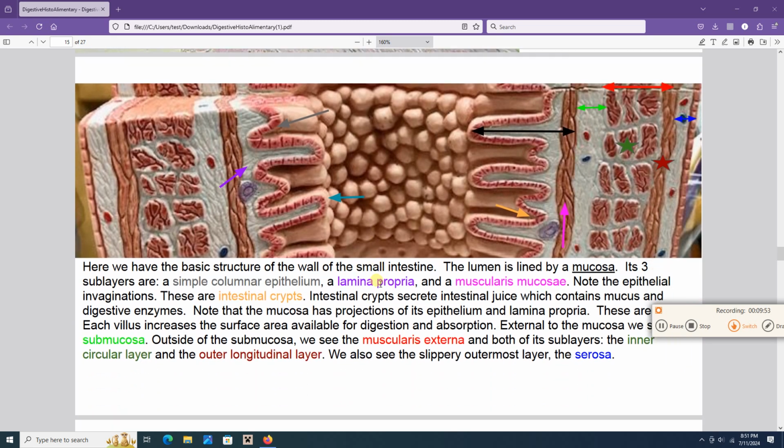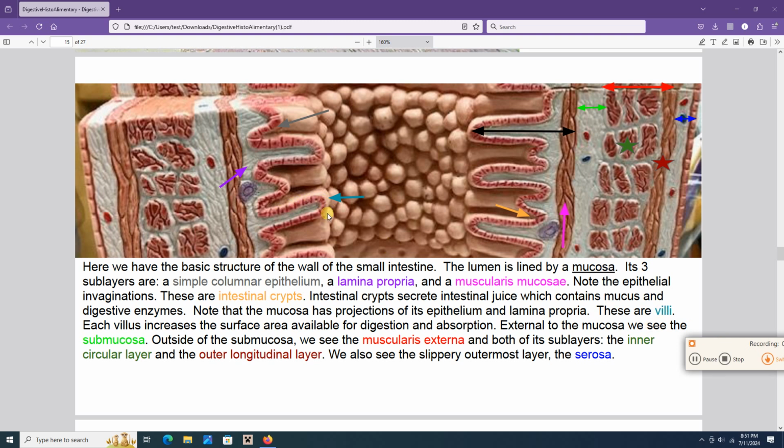So again, we're back to the model. This is the small intestine. Again, basic layered structure. Mucosa with its trio of sublayers, submucosa, muscularis externa with its duet of sublayers, then our serosa. Now all of these sticking out things here are villi. Villi are going to give us more surface area. There's the word right there.